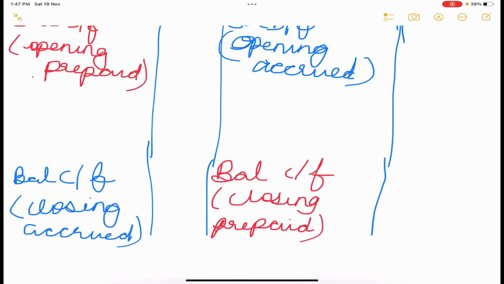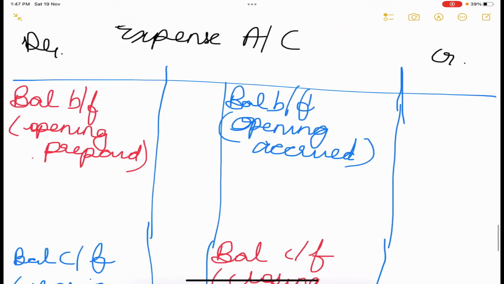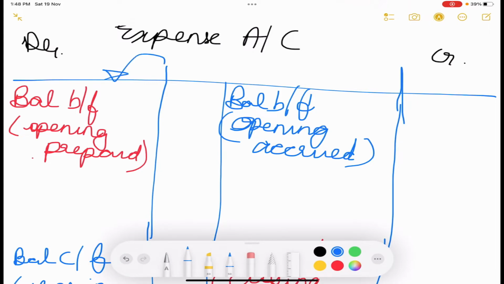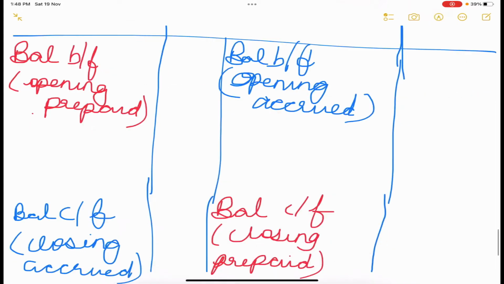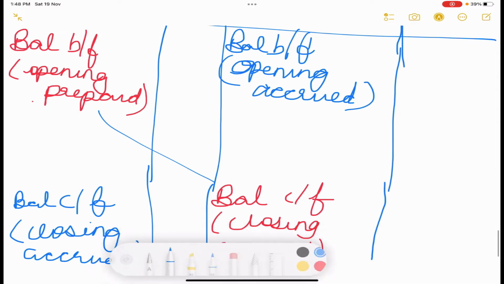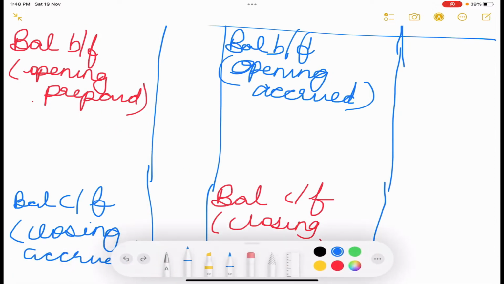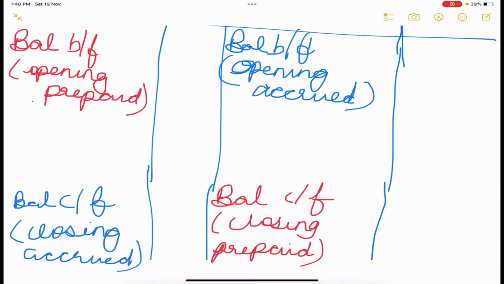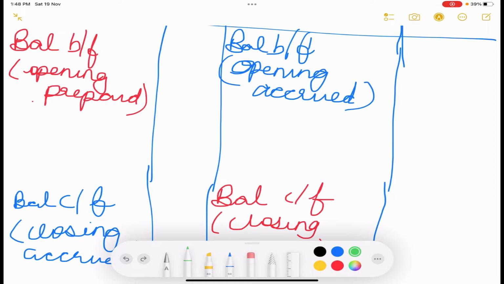And what else is left? So we make an expense account. We have a debit side, we have a credit side. On the left side or debit side, the balance is always opening prepaid, which means we are going to cross it and we will get the closing prepaid. And on the opposite side we have accrued. Now what else will come here?